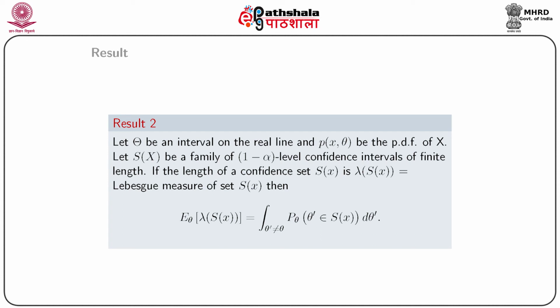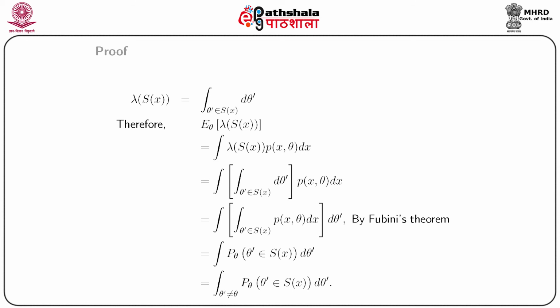Let script theta be an interval on the real line and p(x, theta) be the PDF of X. Let S(x) be a family of 1 minus alpha level confidence intervals of finite length. If the length of a confidence set S(x) is lambda of S(x), which is the Lebesgue measure of the set S(x), then expectation under theta of lambda is equal to the integral over theta dash not equal to theta of probability under theta that theta dash belongs to S(x), d theta dash. We consider a proof of this result.